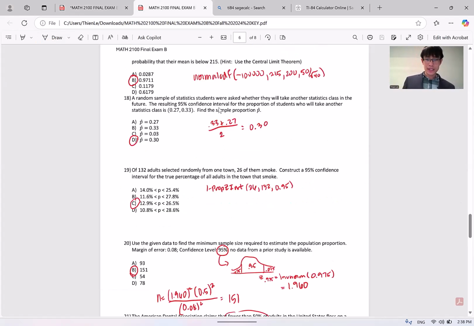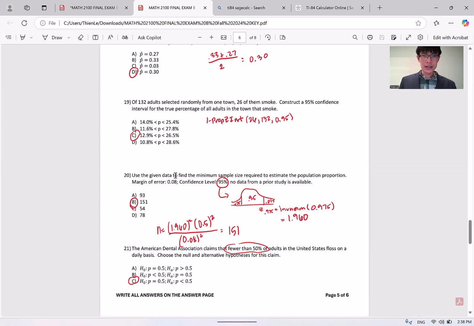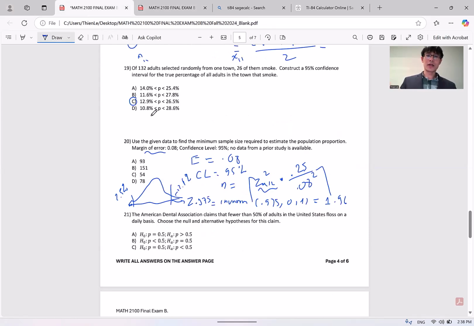Let's see what you get here. 1.96 squared, times 0.25, which is 0.5 squared here, divided by 0.08 squared. You get 150 point something, okay? But because you take the ceiling, after you round up you get 151 here. So that's the correct choice. You can plug it in your calculator and check it.